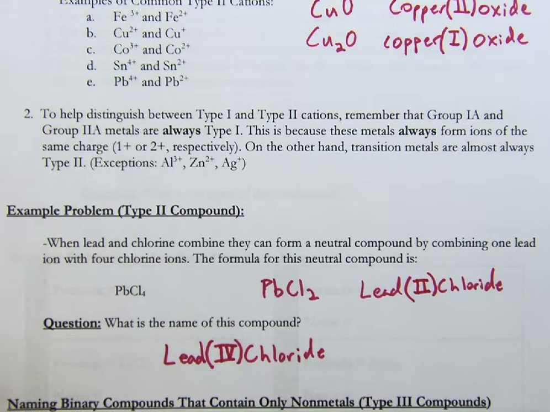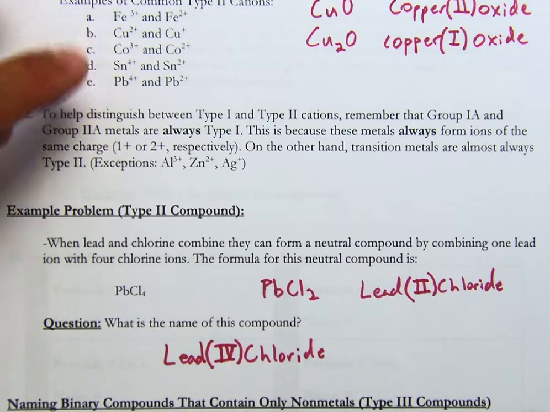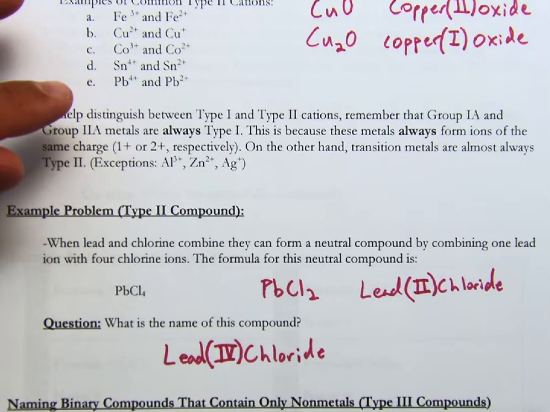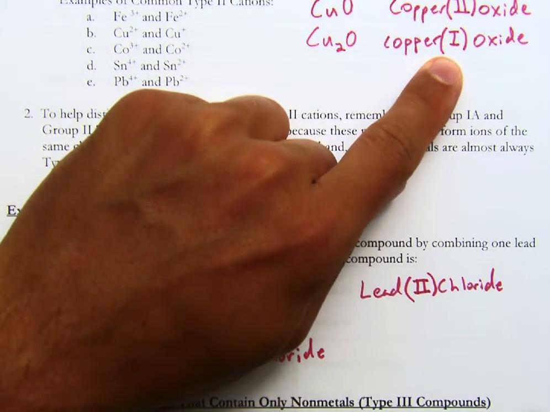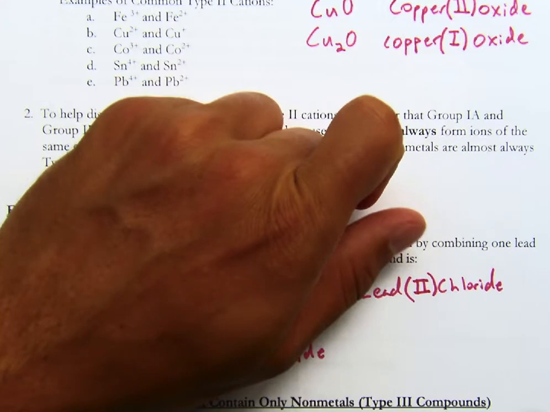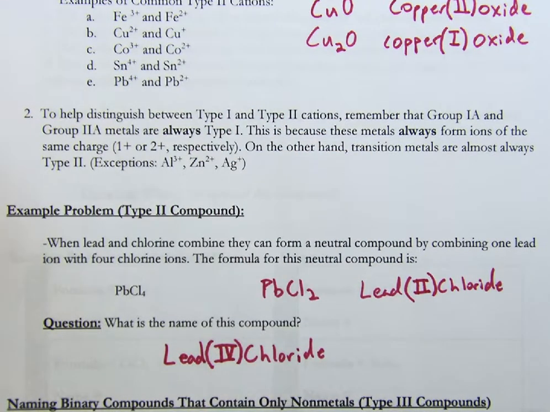Okay, so type 1 and type 2 are both a metal and a nonmetal. In type 1, the metal is in column 1 or 2. Also included are aluminum, zinc, and silver. And all you have to do is name the metal and then name the nonmetal with the ending changed to "ide." For type 2, the metal is not in column 1 or 2. And again, you name the metal and then you name the nonmetal with the ending changed to "-ide", but you also have to include a Roman numeral to specify the charge of the metal.